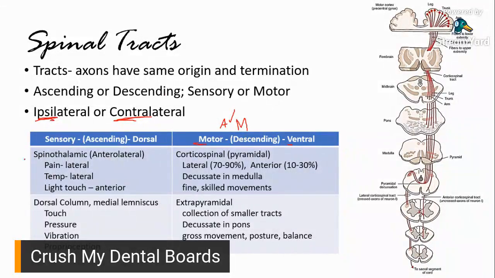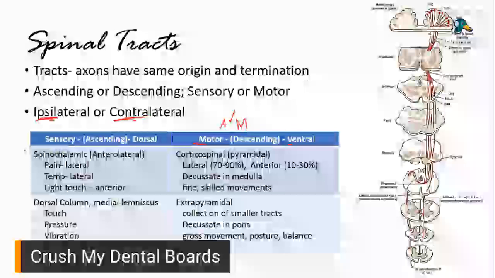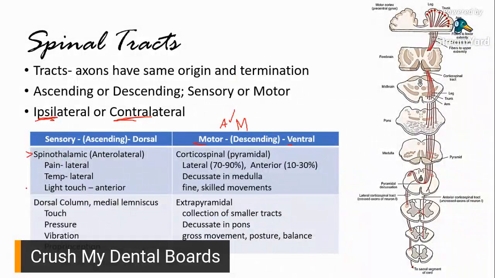Okay? So for the sensory ascending tracts, we have two main tracts. We have the spinothalamic tract and we have the dorsal column or your medial lemniscus. So the spinothalamic tract, it's the one responsible, sensory, di ba? It's the one responsible for transmitting pain, temperature, and light touch. Okay, pain, temperature, and light touch. Anong responsible na tract na magdadala nitong sensation na to papunta sa central nervous system? It's the spinothalamic tract.